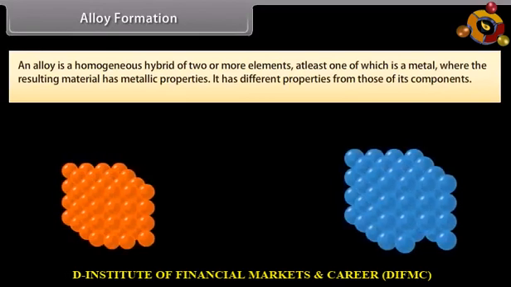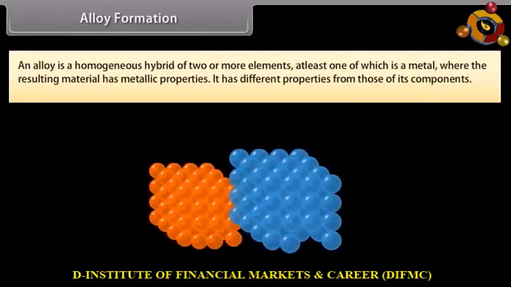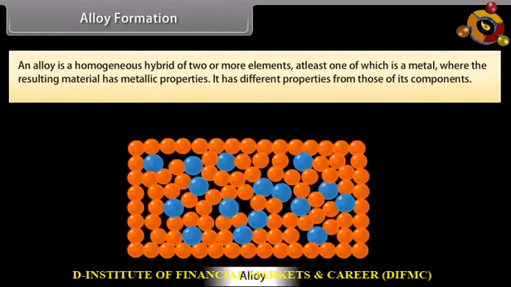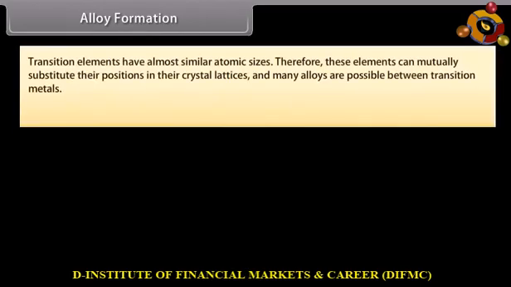Alloy formation. An alloy is a homogeneous hybrid of two or more elements, at least one of which is a metal, where the resulting material has metallic properties. It has different properties from those of its compounds. Transition elements have almost similar atomic sizes. Therefore, these elements can mutually substitute their positions in their crystal lattice, and many alloys are possible between transition metals.